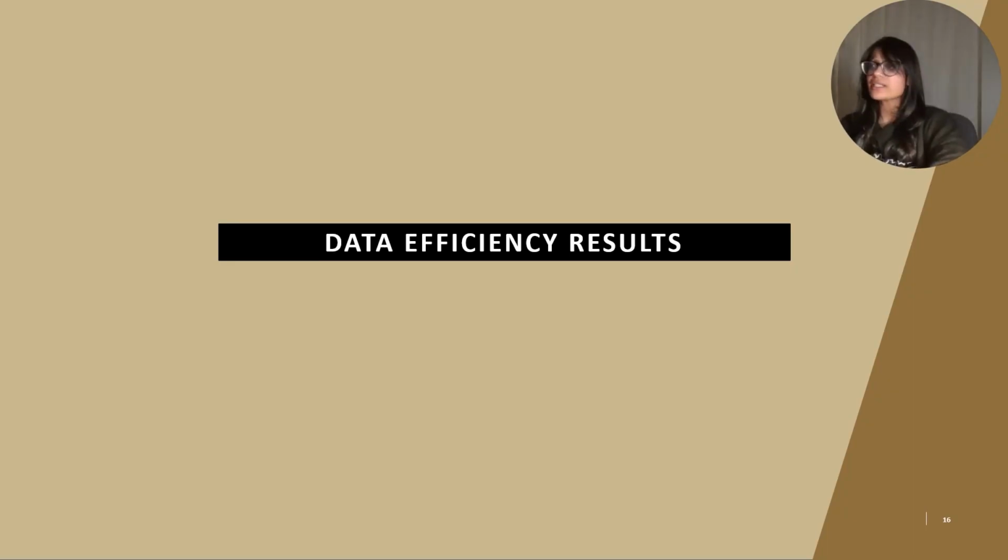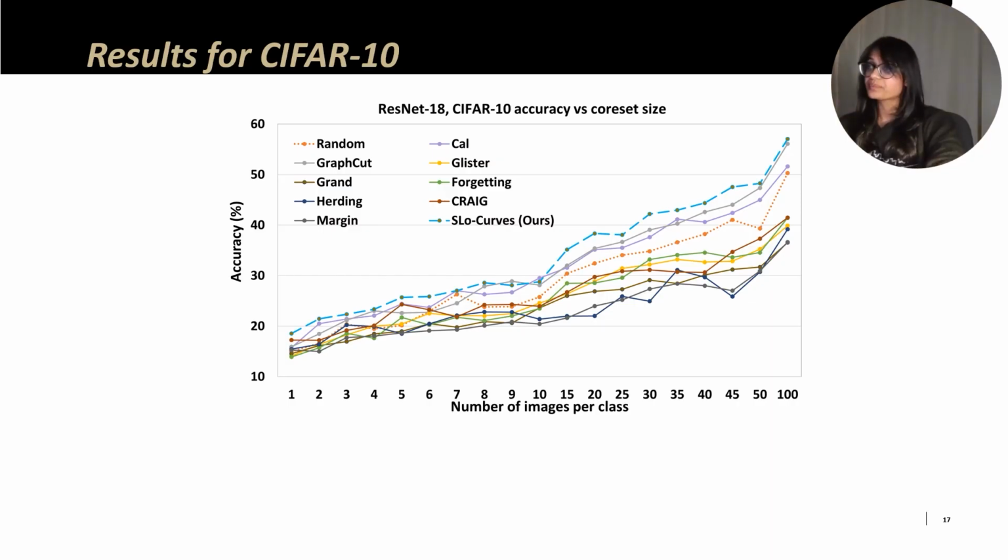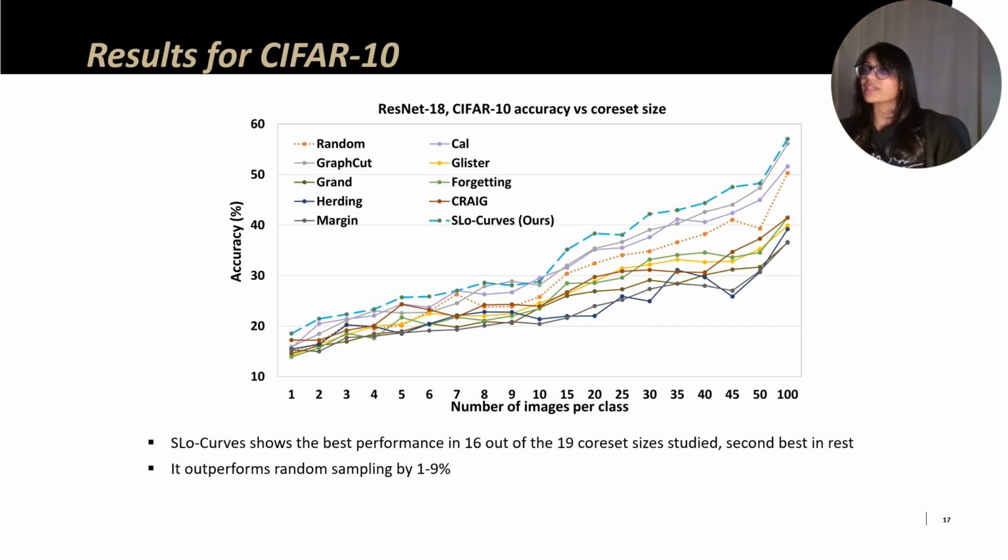Let's look at what happens when we create core sets of small sizes using our method. This is the result for ResNet 18 on CIFAR 10. On the x-axis, we have different numbers of images per class, and we can see that we have small core sets. On the y-axis, we show the accuracy of the network. Our method is shown in blue, and we can see that in most cases, our method outperforms other core set selection methods. We have random selection shown in orange in particular, and we can see that our method outperforms random sampling by 1 to 9%.